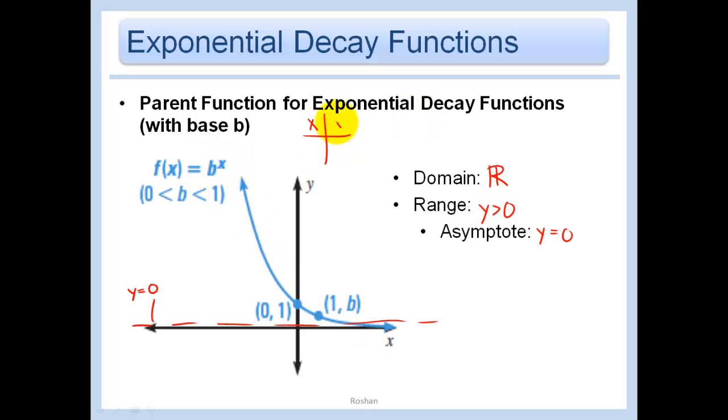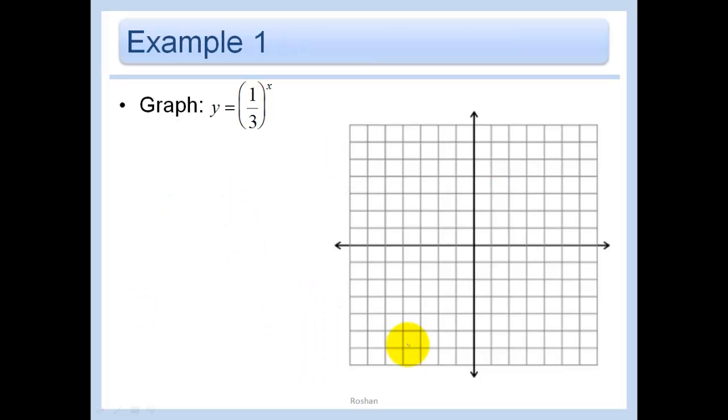Some good points to put in might be 0 and 1. Remember, we have b to the x power, so b to the 0 power is 1. So we have the point (0, 1) right there. And b to the first power is b. Now remember, b is between 0 and 1, therefore b must be less than 1, and that's why it's falling. Let's go ahead and graph this guy.